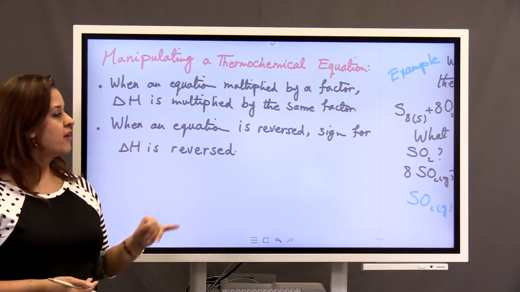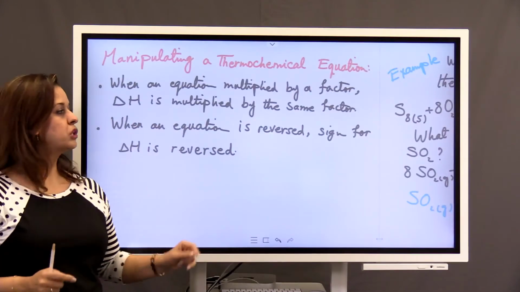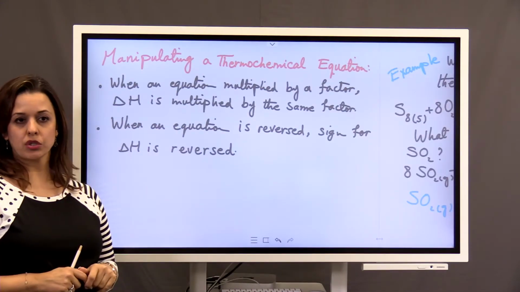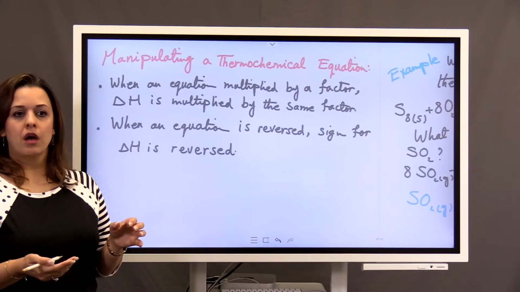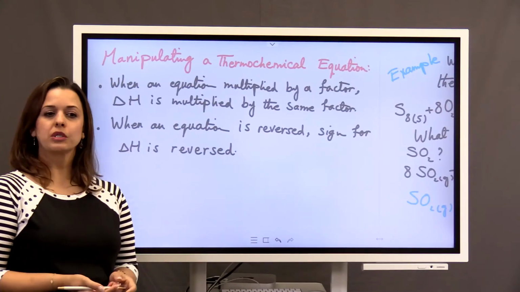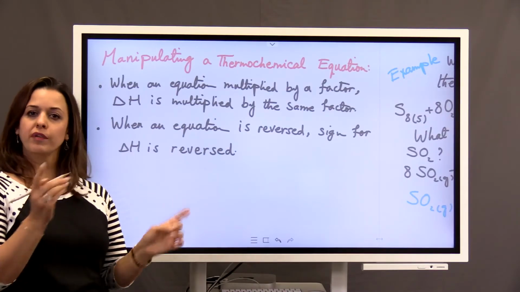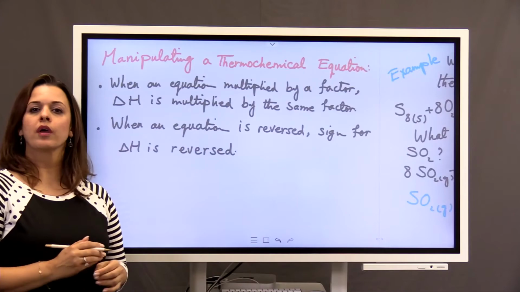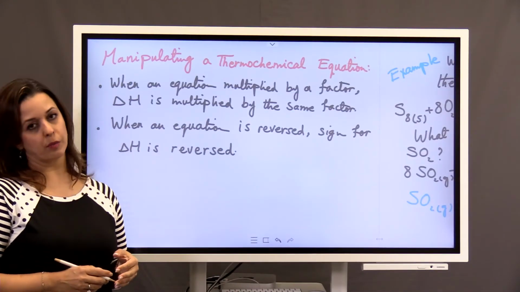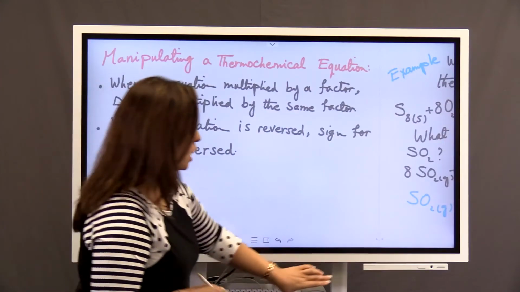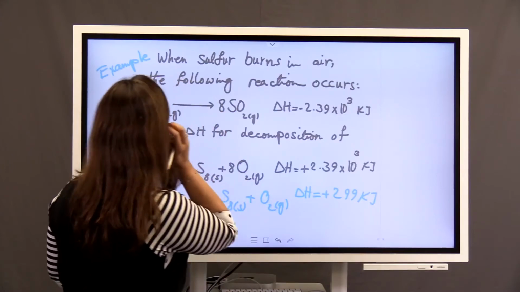And also, whenever you reverse an equation, you flip an equation, you need to change the sign for delta H. Because if the original equation shows an exothermic reaction, so delta H is negative, right? When you flip that reaction, it changes to an endothermic. So the sign for delta H must show endothermic, must change to positive. Look at this example, it will explain it more.